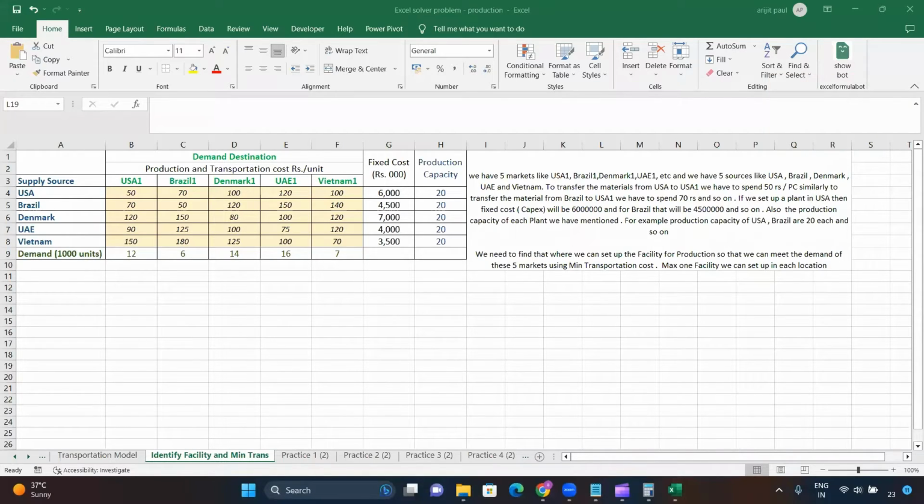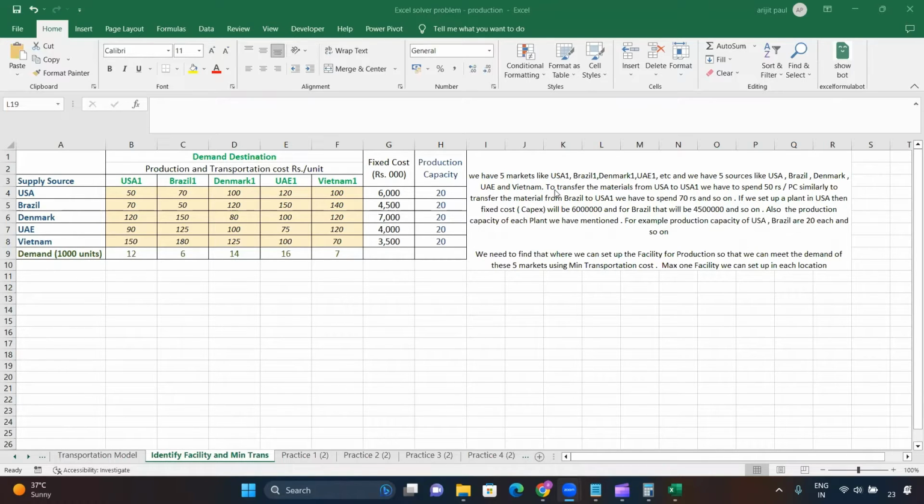Okay, so I hope that you are able to see my Excel file. And this is our problem statement today. Basically, we have 5 markets. And what are those 5 markets? USA, Brazil, Denmark, UAE, and Vietnam. These are our 5 markets. And we have 5 sources. What are the 5 sources? USA, Brazil, Denmark, UAE, and Vietnam.